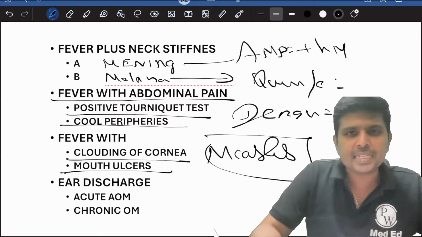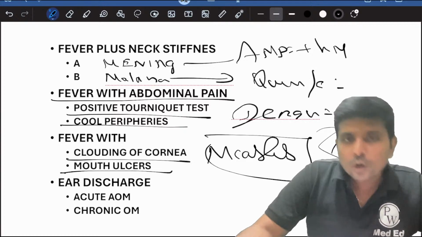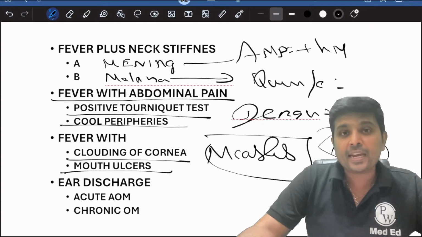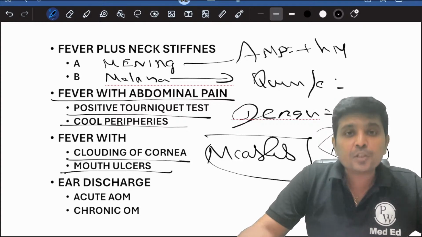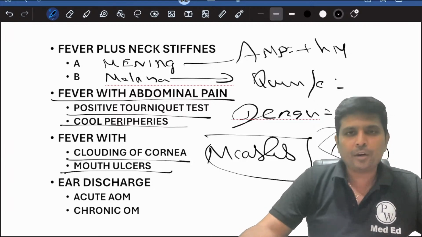Fever with clouding of cornea and mouth ulcers, you need to rule out measles, and all children will require a single dose of vitamin A. You might say that the role of vitamin A in measles is prevention of blindness. It is not so. The role of vitamin A in measles is that it reduces overall morbidity and mortality.